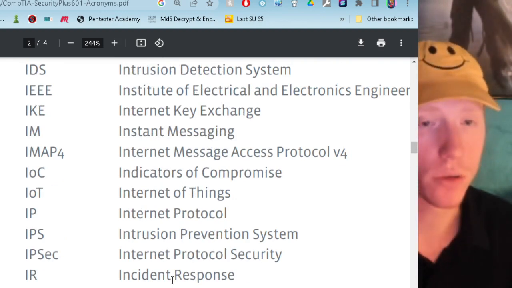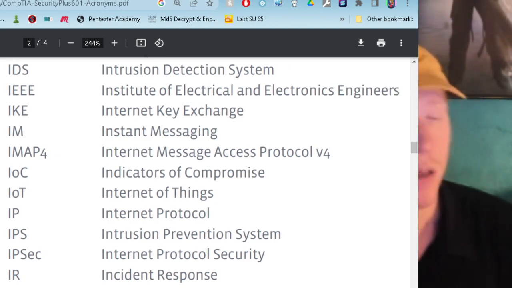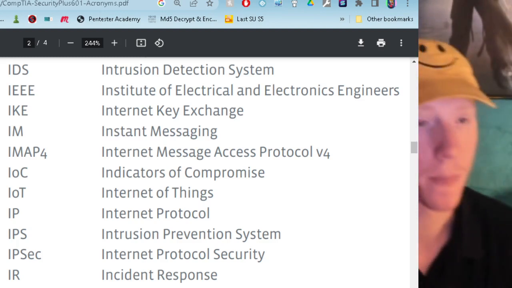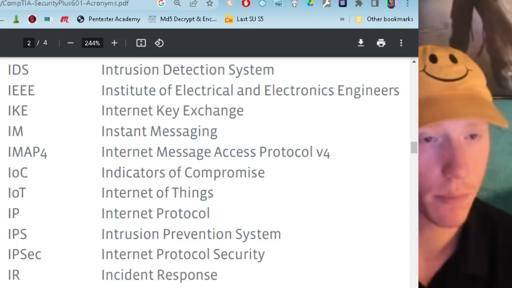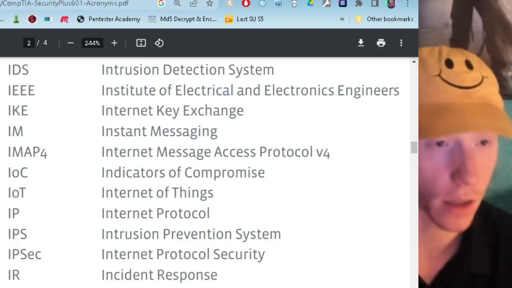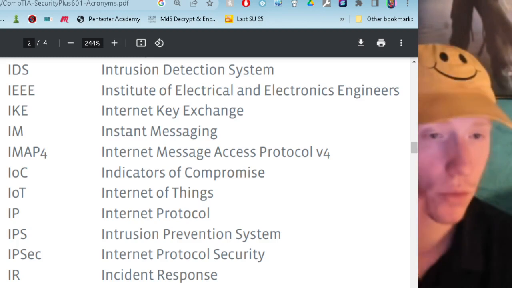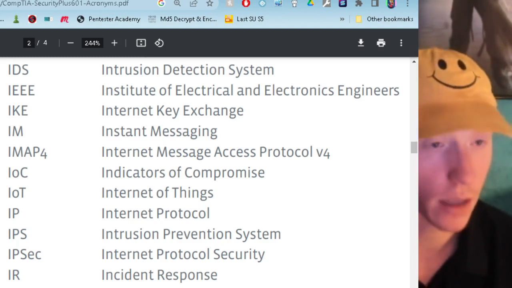IEEE, Institute of Electrical and Electronics Engineers. IKE, Internet Key Exchange. IM, Instant Messaging. IMAP4, Internet Message Access Protocol version 4. IOC, Indicators of Compromise. IoT, Internet of Things. IP, Internet Protocol. IPS, Intrusion Prevention System. IPsec, Internet Protocol Security.